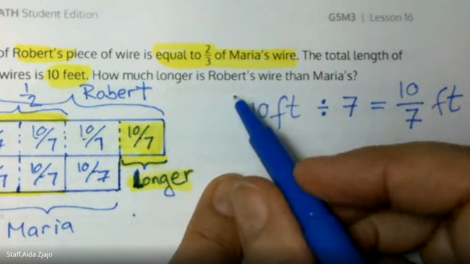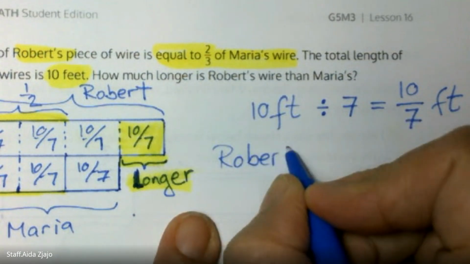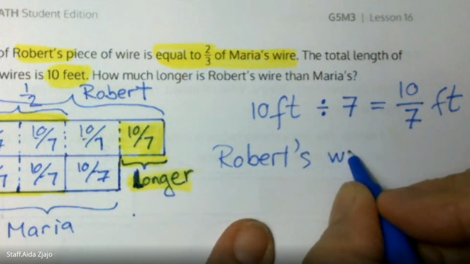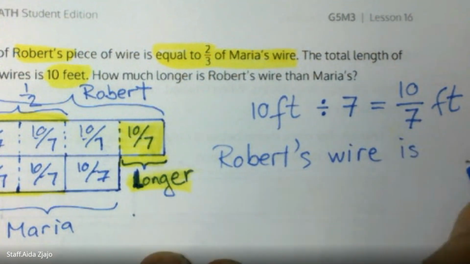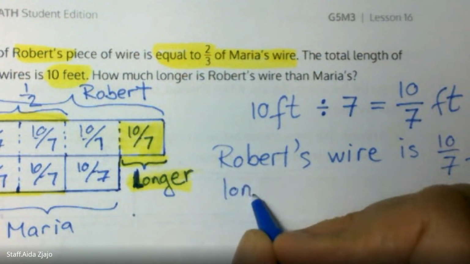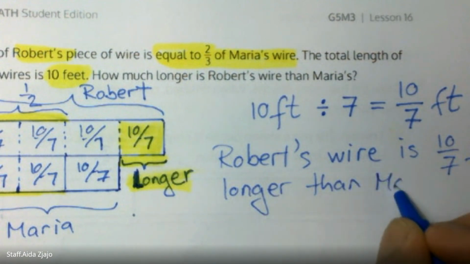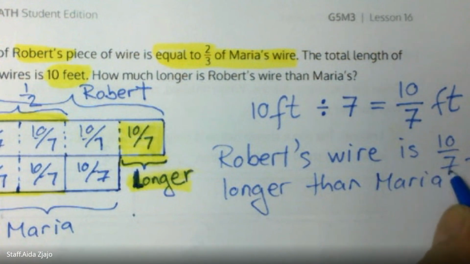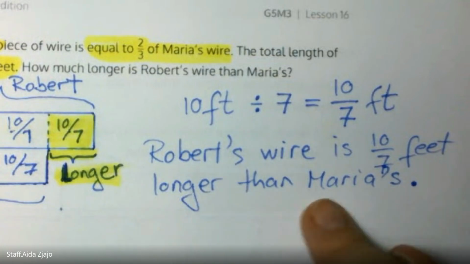So how much longer is Robert's wire than Maria's? Robert's wire is 10 sevenths feet longer than Maria's.